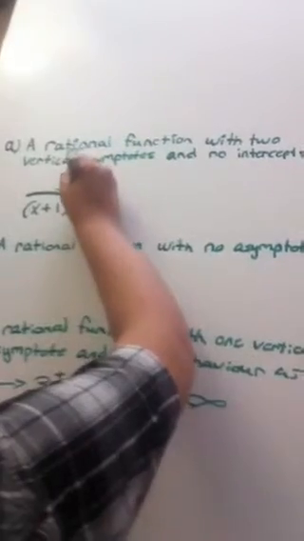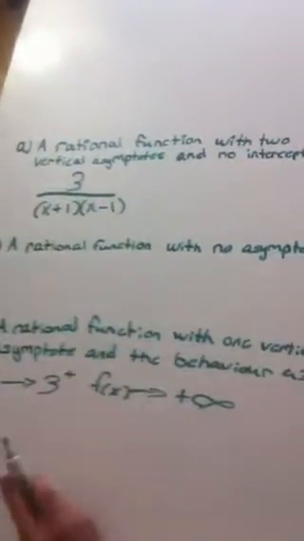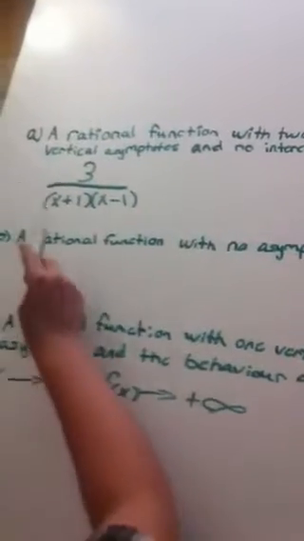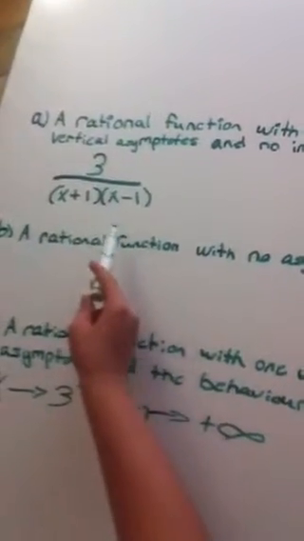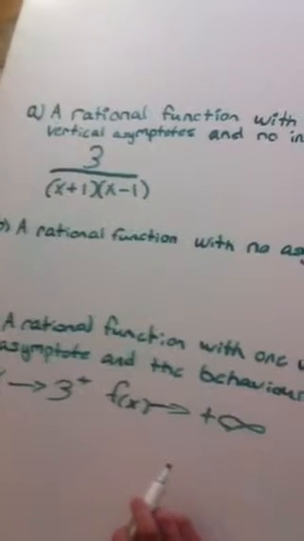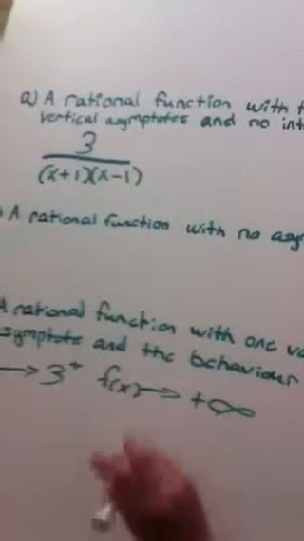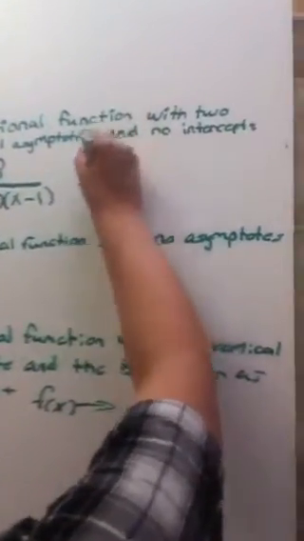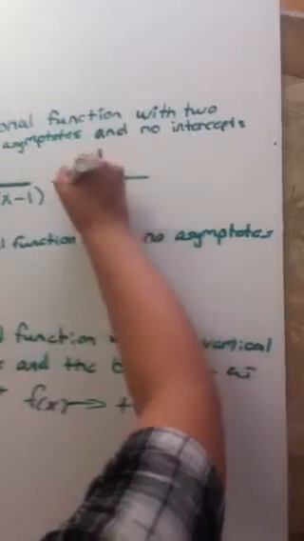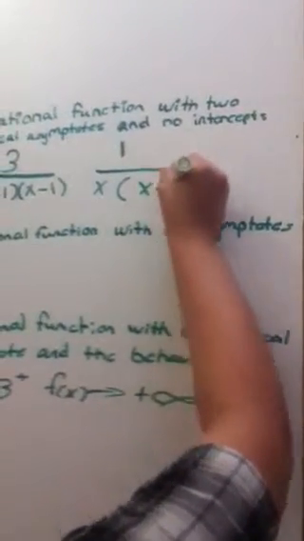So this would be an example of 2 vertical asymptotes, because -1 and +1 would both make the bottom 0. Another example of a rational function with 2 vertical asymptotes and no intercepts would be 1 over x times x plus 1.